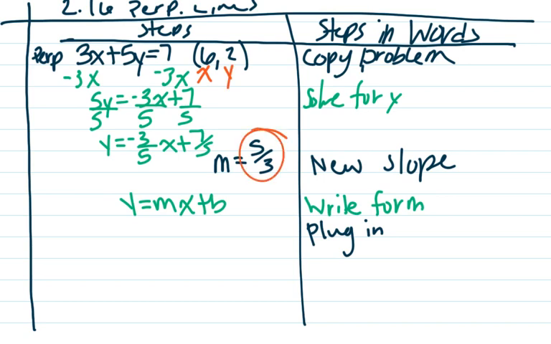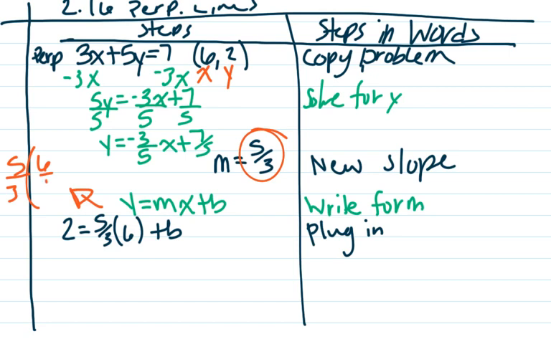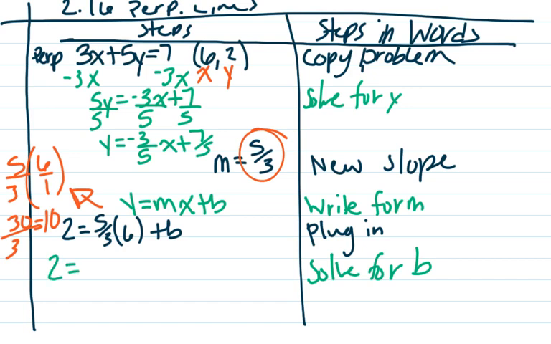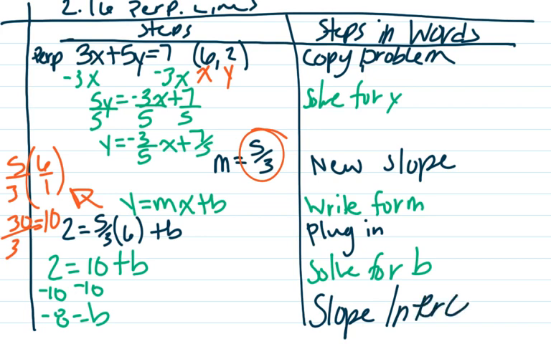So we get 2 equals 5/3 times 6 plus b. When we do this, we get 5 over 3 times 6 over 1, which is 30 over 3, which is 10. So we are solving for b. So this is 2 equals 10 plus b. Subtract 10 from both sides, and we get negative 8 equals b. And last but not least, slope intercept. So we get y equals 5/3 x minus 8.